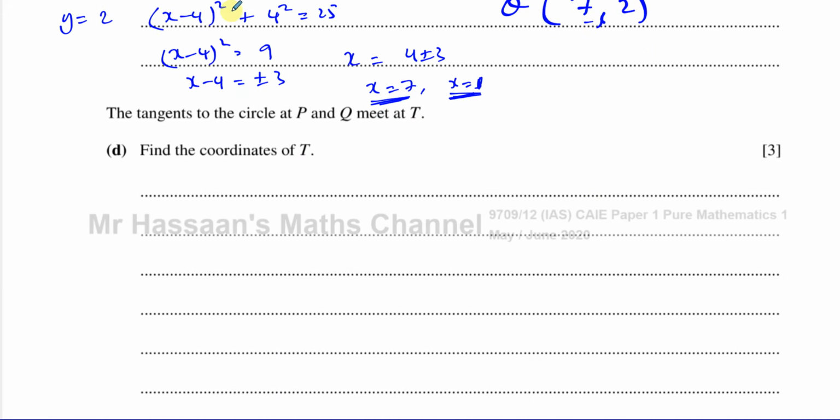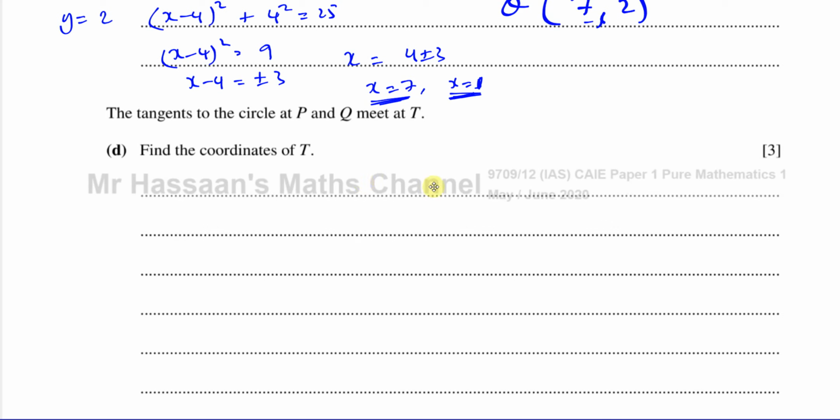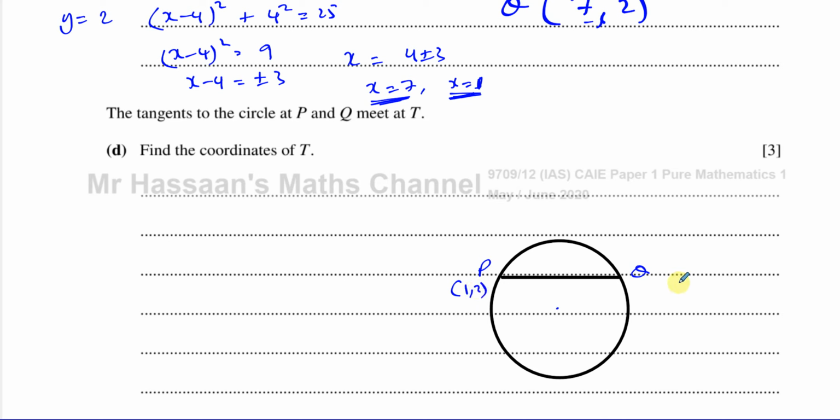Then it says the tangents to the circle at P and Q meet at T. Find the coordinates of T. Okay, so we have our circle. Let me just draw it again because it's a bit messy on that side. So we have our circle. We have the line PQ. This is P, this is Q. We know the coordinates of P are (1, 2), and Q are (7, 2).